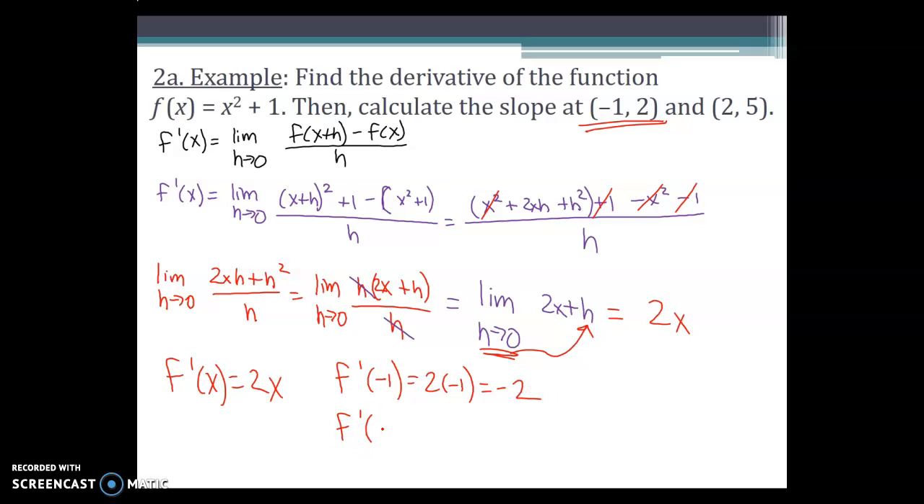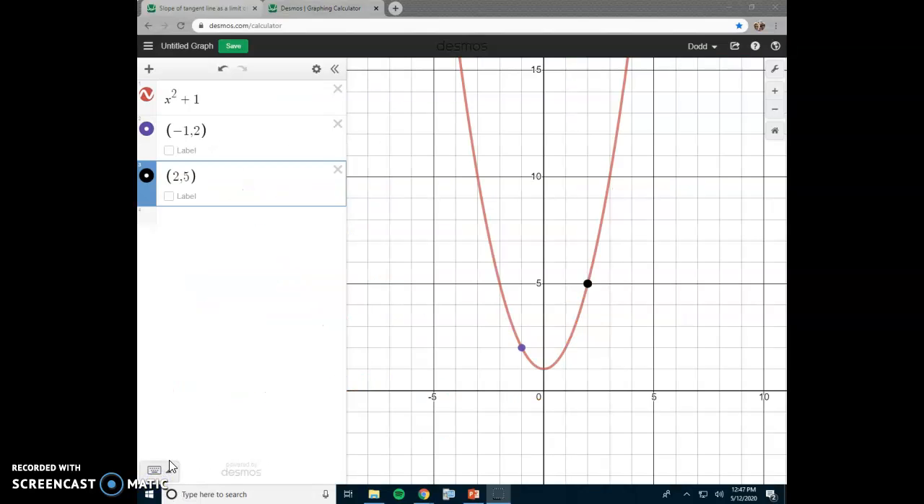Evaluate the derivative at 2. For that one, this goes to that one. 2 times 2 is 4. Now pull up a graph of the original function and let's look at those couple of points to make sure that makes sense. So here is the graph of x squared plus 1, parabola like expected.